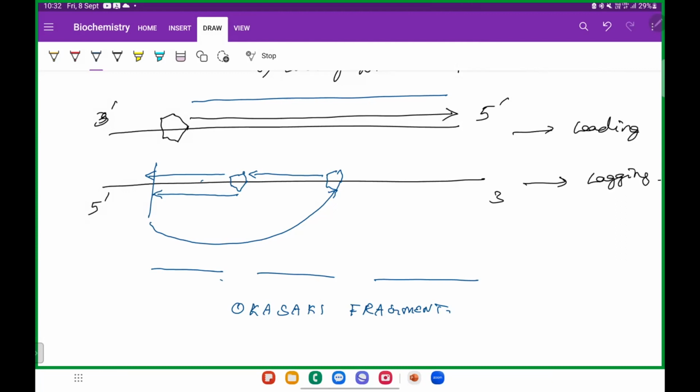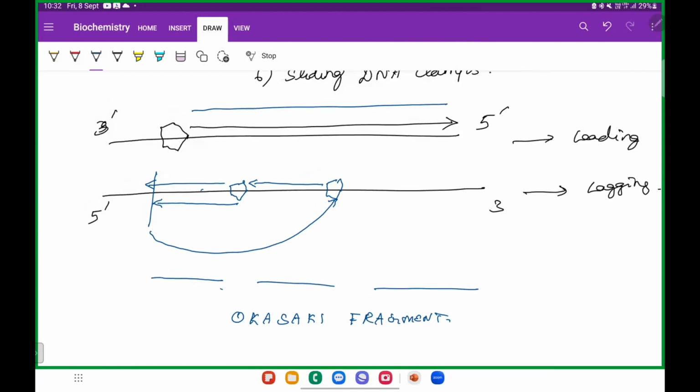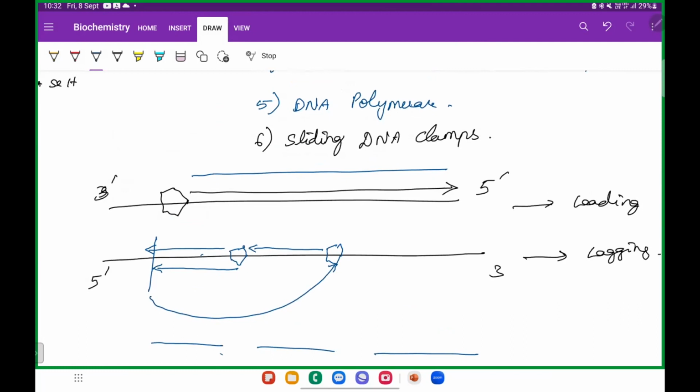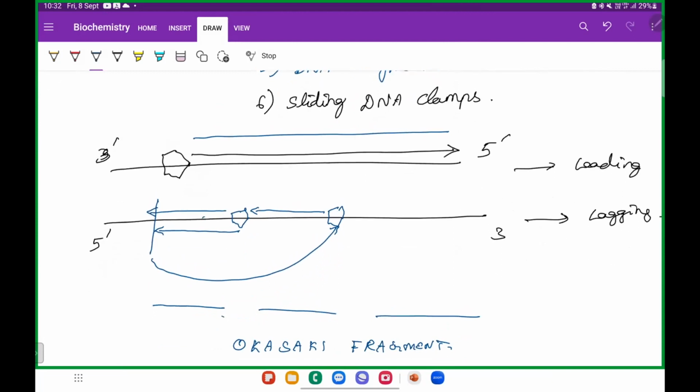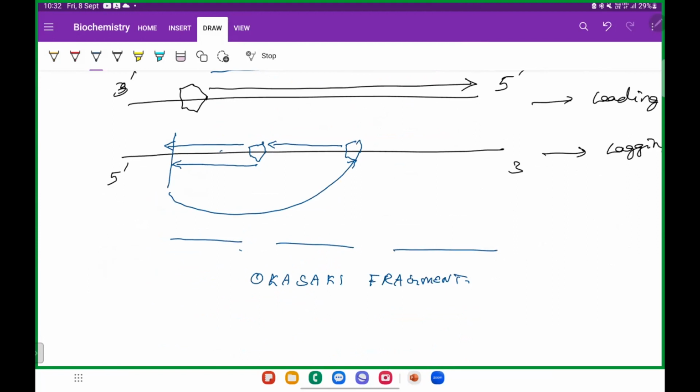So in the leading strand, DNA polymerase 3 is going to act. No problem, it is going to form continuously. Here also DNA polymerase 3 is there. But unfortunately, even though DNA polymerase 3 is there, you get some Okazaki fragments. So what you want to do is stick them together again. The one who does this job is polymerase 1. Polymerase 1.